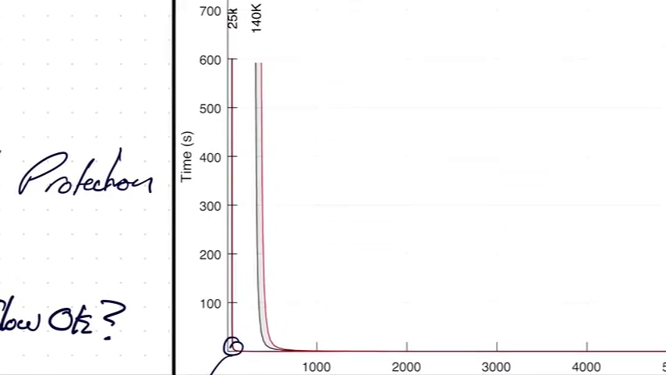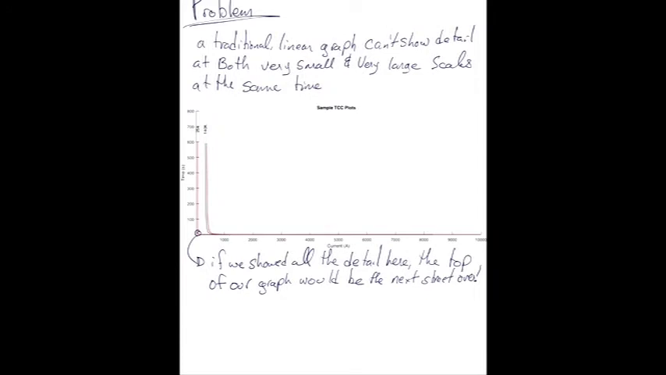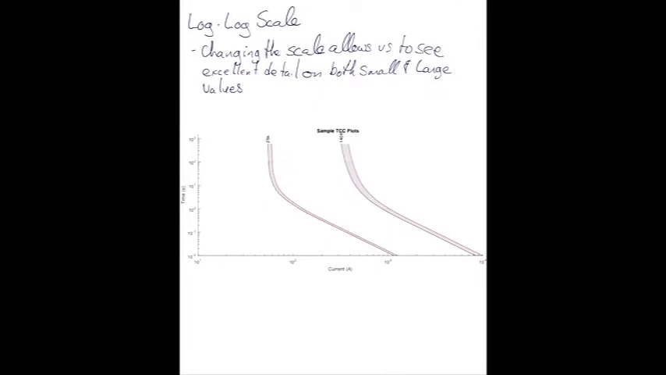Very hard to tell the difference on the current difference here. And once the currents start going up, it's very hard to understand the time differences occurring here. So we need another way of representing our information. And what we're going to do is we're going to introduce a logarithm scale. So this is a different way of representing the exact same information.